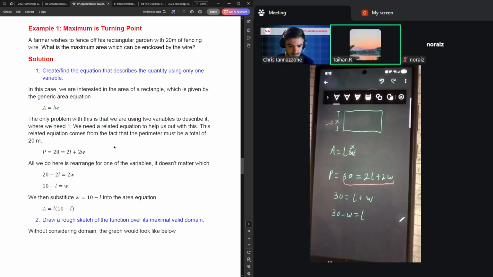So do we need the area by itself or the x by itself? We need the area by itself. We're trying to create an area equation. So whatever the name of the equation is, that's the thing that needs to be on its own.